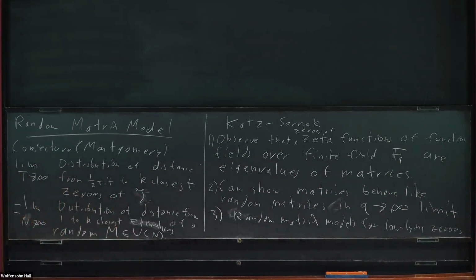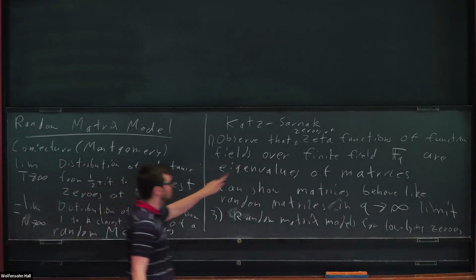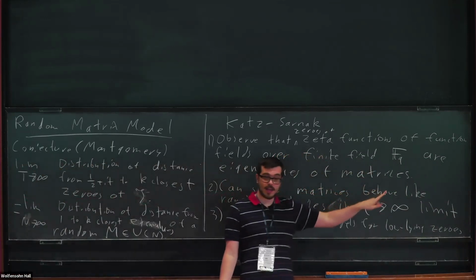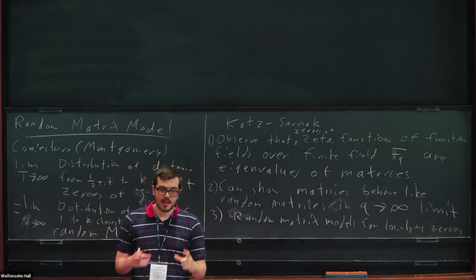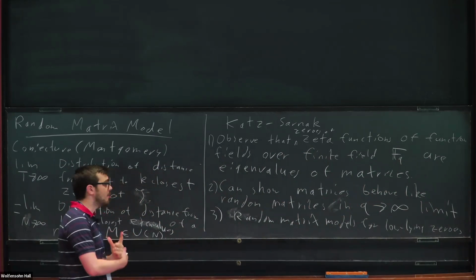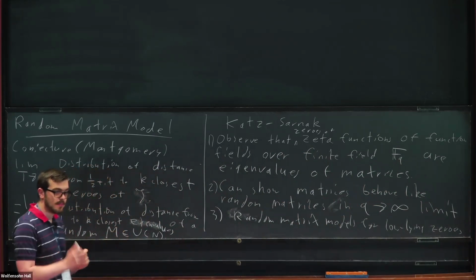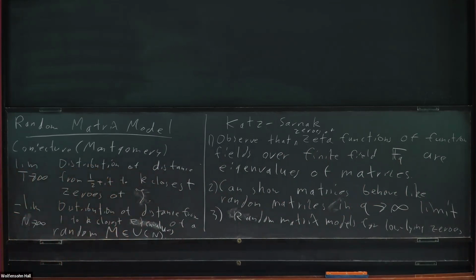No, because in the function field setting, for the zeta function, the function field has a genus, and the number of eigenvalues, the size of the matrix, is twice the genus. And so if you fix the genus, the size of the matrix is fixed.